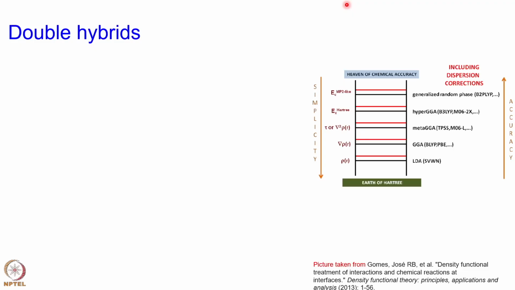So, up to now what we have discussed is normal LDA or LSDA functional. We came to know what is meta GGA, what is GGA, hybrid. Now, we go to the next round of accuracy, and before going into that, this picture given here, which is taken from this reference, is called a Jacob's ladder.